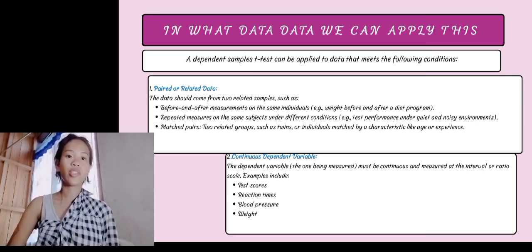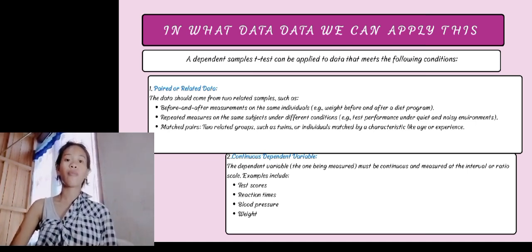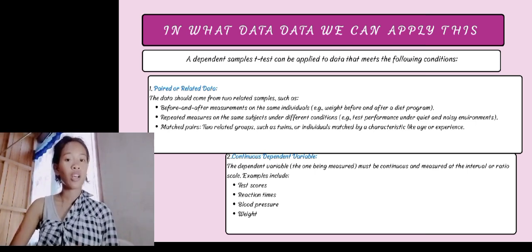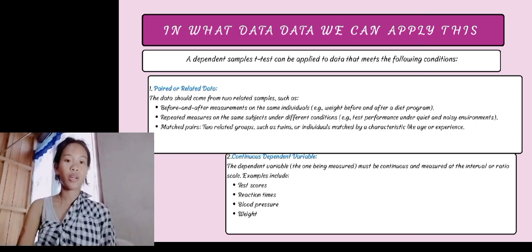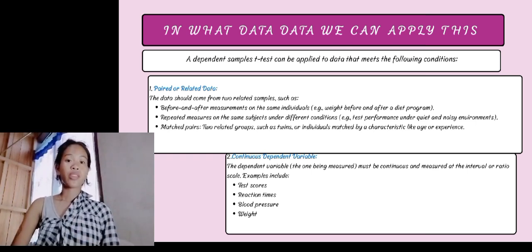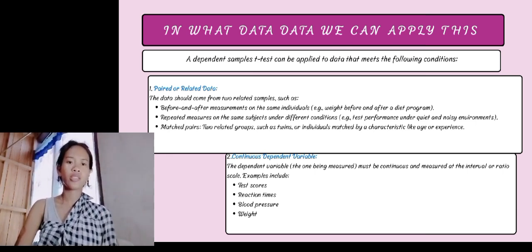First, paired or related data. The data should come from two related samples, such as before and after measurements on the sampled individual. Example, weight before and after a diet program. Repeated measures on the same subject under different conditions, for example test performance in a noisy environment. Matched pairs: two related groups such as twins or individuals matched by a characteristic like age or experience.